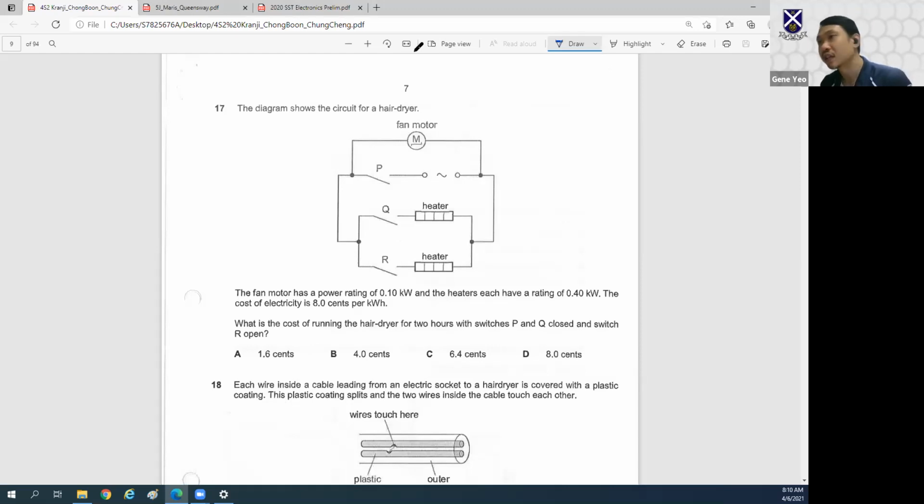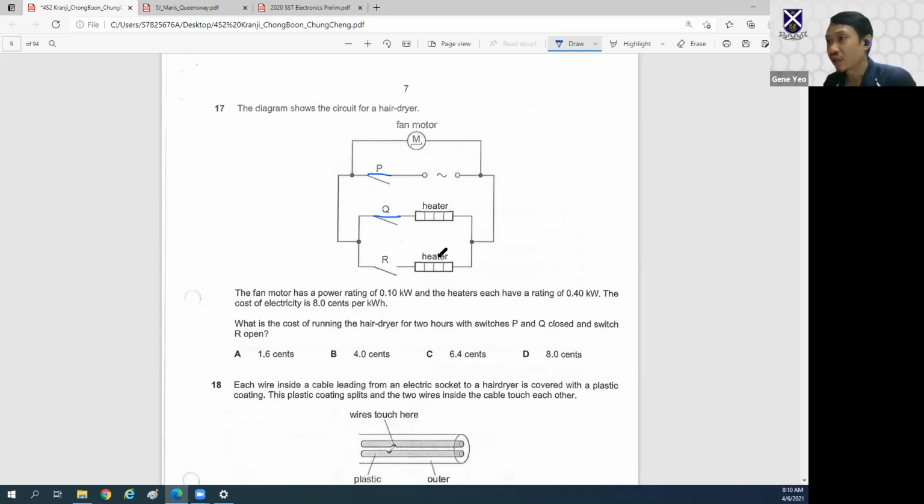The diagram shows the circuit for a hair dryer. So this is the motor fan for the hair dryer. And this is the heater, right? So it blows the hot air out. But all this doesn't really matter, okay? So what does matter is that the fan motor has a rating of 0.1 kilowatt, and each of these heaters have a rating of 0.4 kilowatt. What is the cost of running the hair dryer for 2 hours with switches P and Q closed and switch R open? So let's go ahead and close switch P and close switch Q. Switch R is left open.